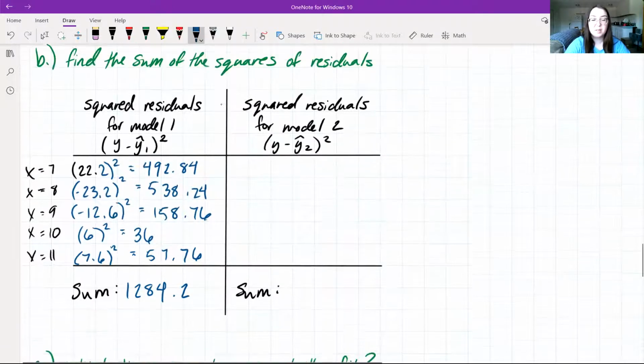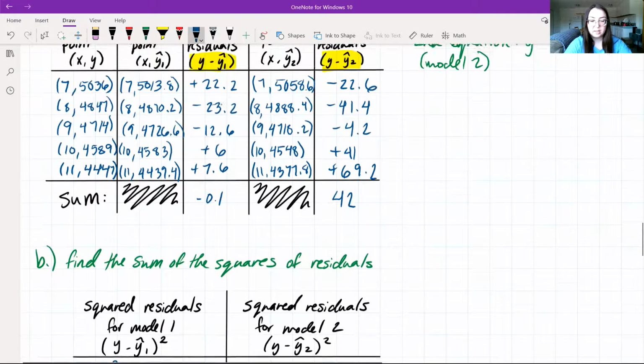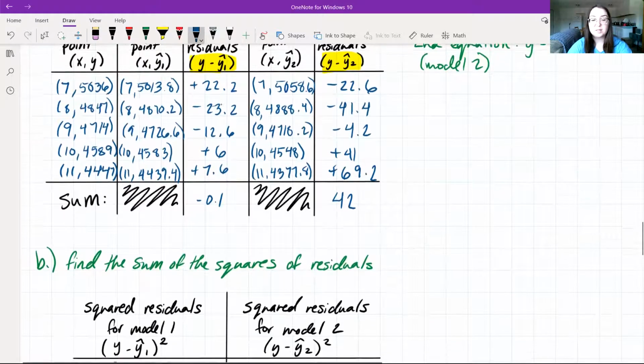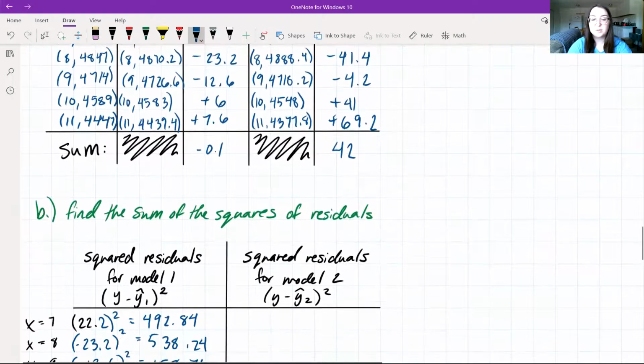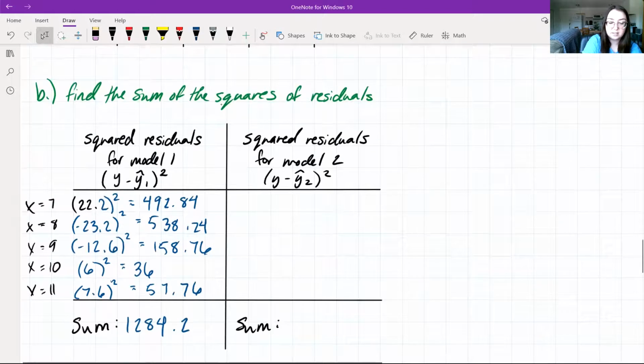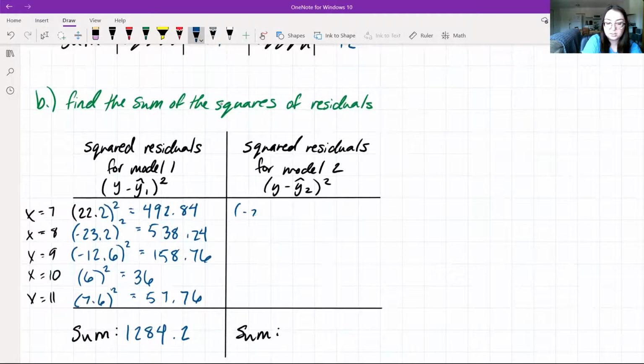So we're going to do the same thing as we did before. And it looks like our very first value is going to be negative 22.6. So we're going to take negative 22.6 and we're going to square it. And this is going to give us 510.76.